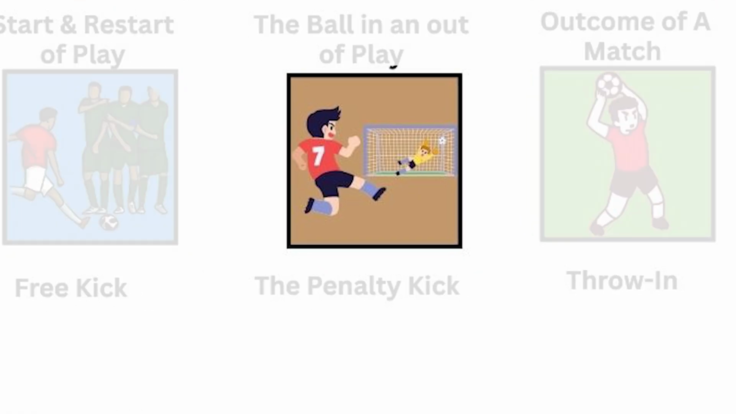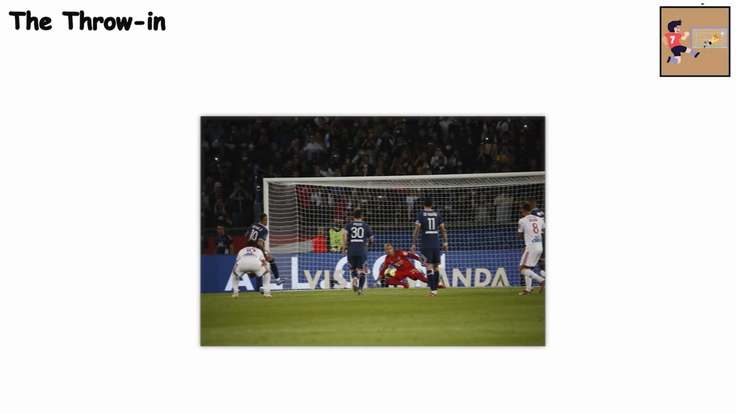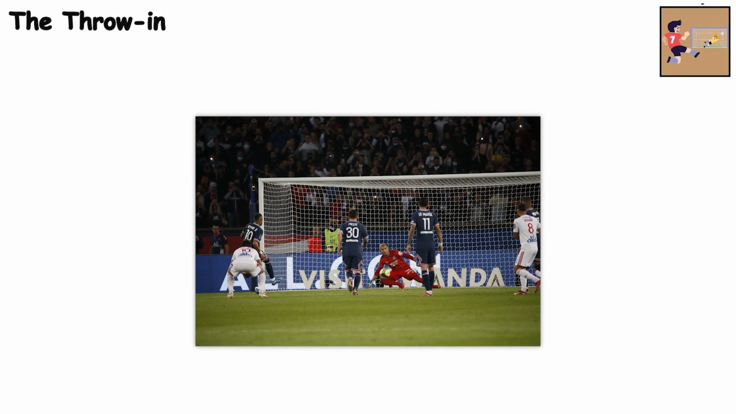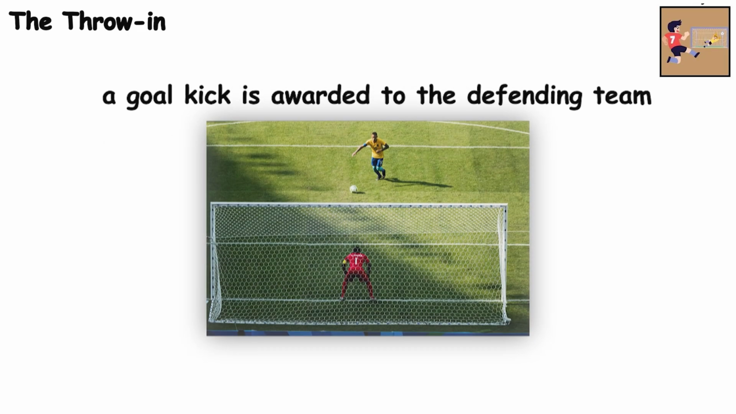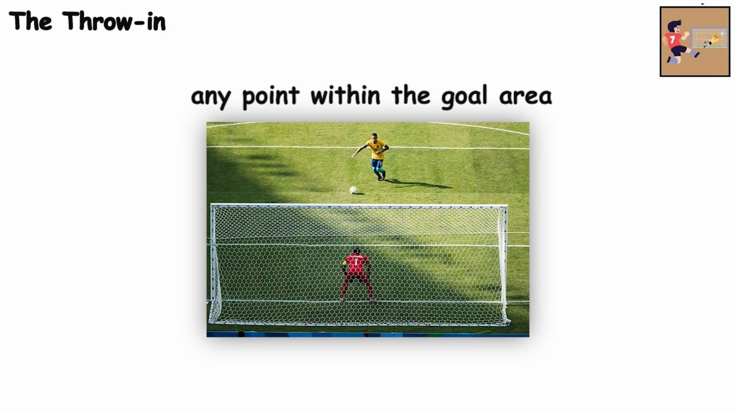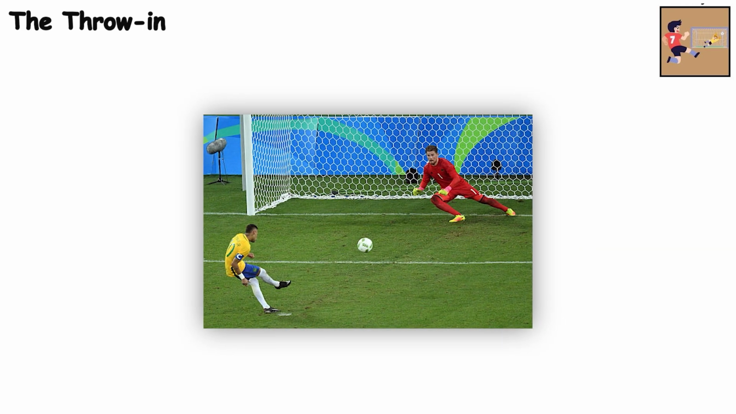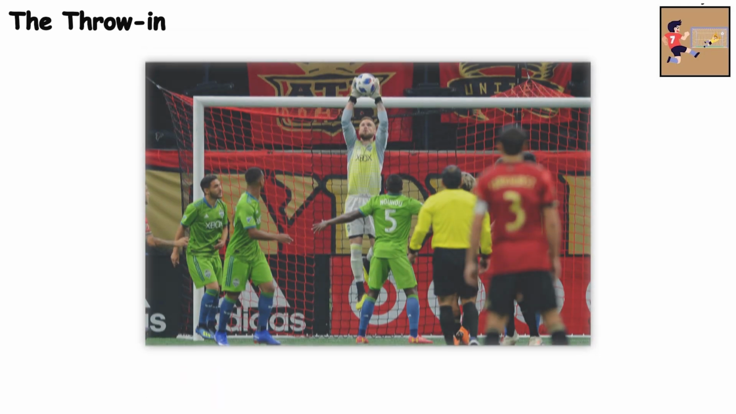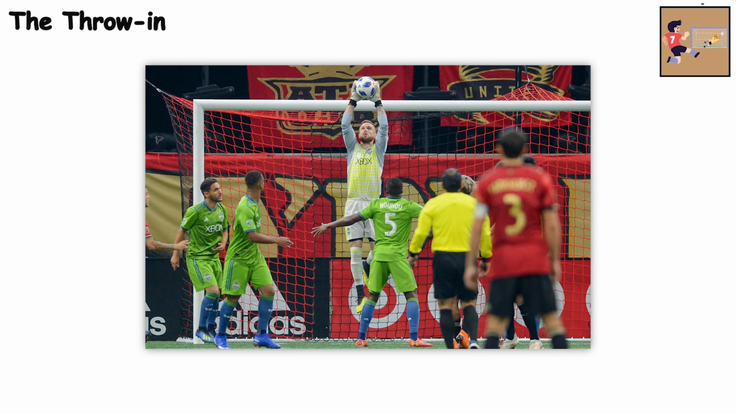Law 16. The goal kick. When the ball completely crosses the goal line without a goal being scored, and it was last touched by an attacking player, a goal kick is awarded to the defending team. The kick is taken from any point within the goal area, the small 6-yard box by the goal line. The ball must be stationary and kicked from the ground. All opponents must be outside the penalty area when the kick is taken.